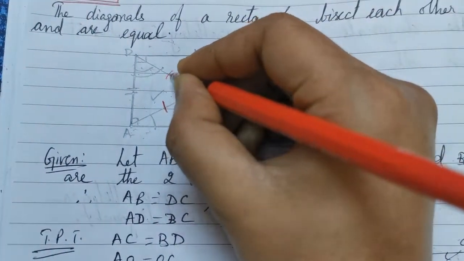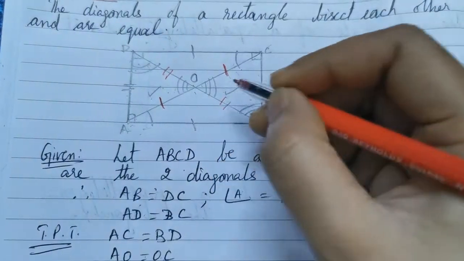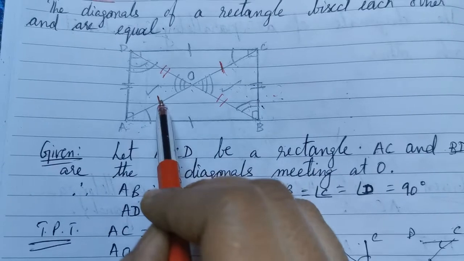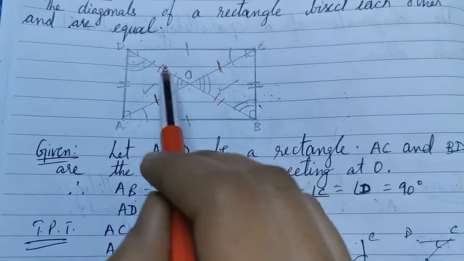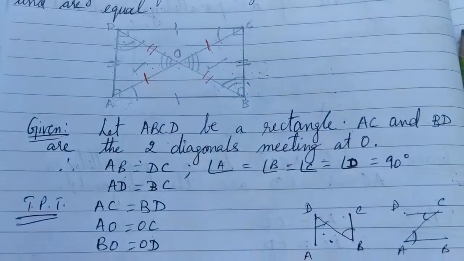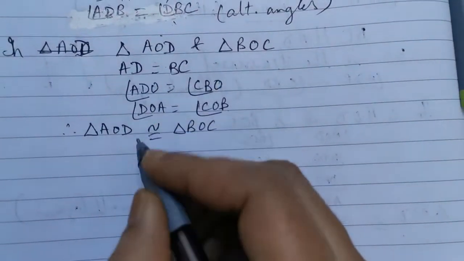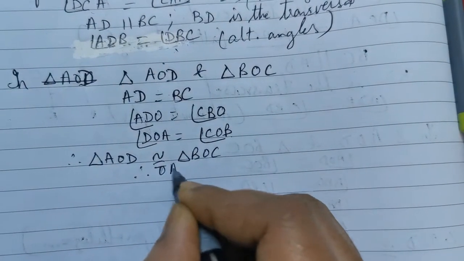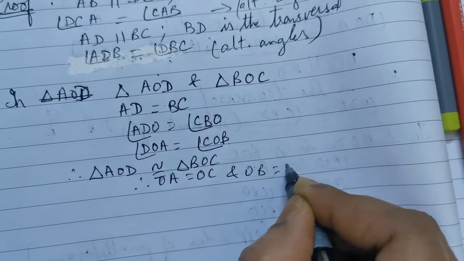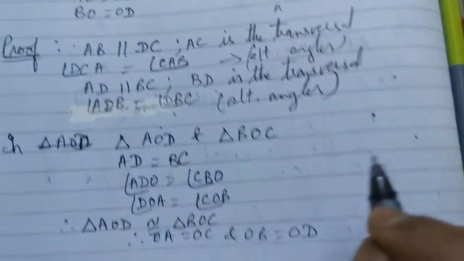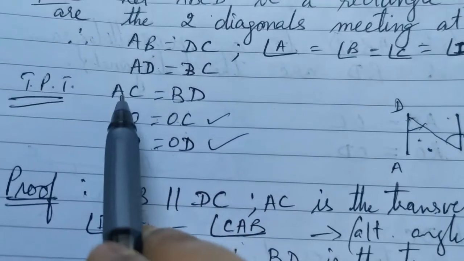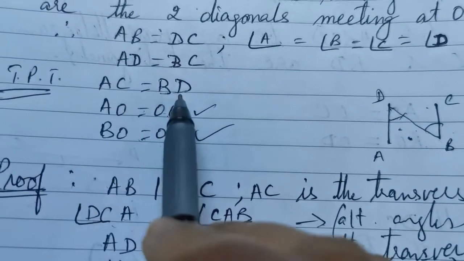What is the remaining pair? OB is equal to OD. So I have these two sides the same, these two sides equal, and these two sides equal. So OA is equal to OC and OB is equal to OD. Therefore OA is equal to OC and OB is equal to OD. So we proved this. Next we have to prove the diagonal AC is equal to BD.